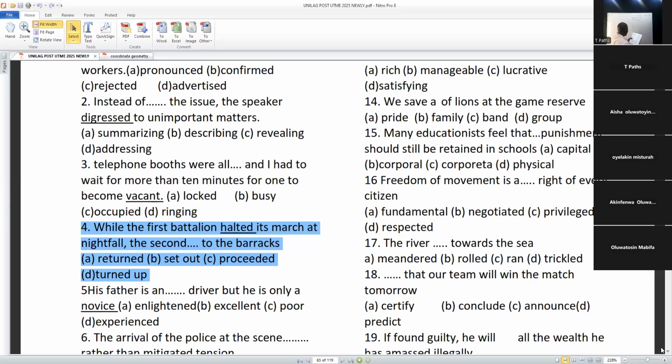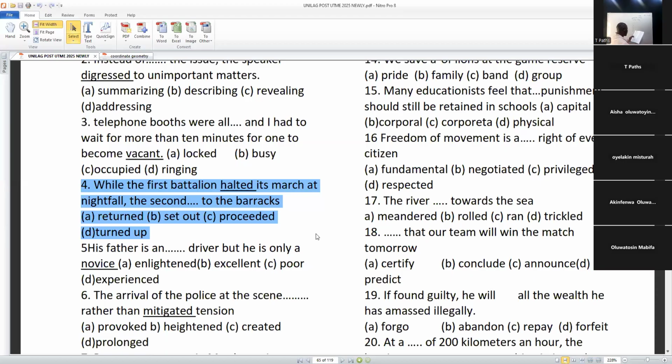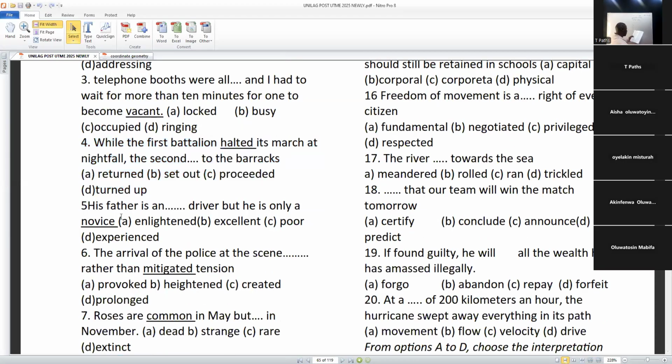So let's look at question 5. Let's take question 5 and question 8. But let's look at question 5 first.